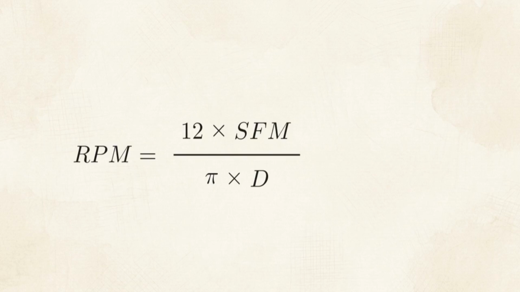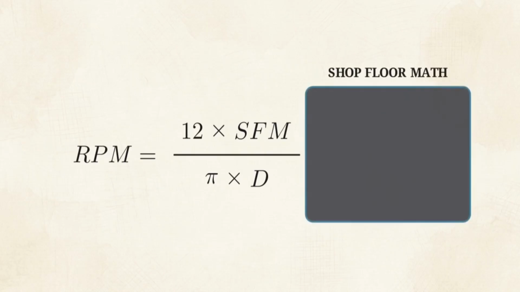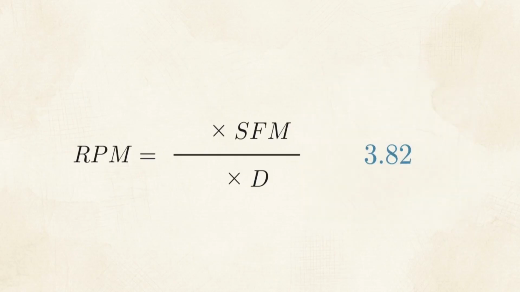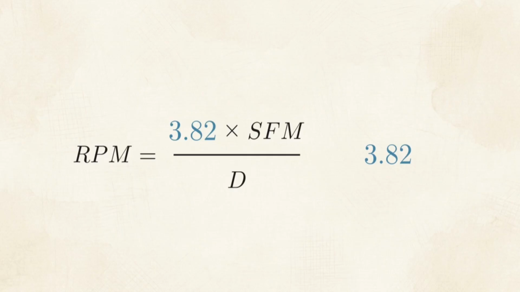If you look at a shop floor cheat sheet, you rarely see that full equation. Instead of typing pi into a calculator every time, machinists divide 12 by 3.14159 to create a constant. That gives you 3.82, simplifying the formula to 3.82 times SFM divided by diameter.